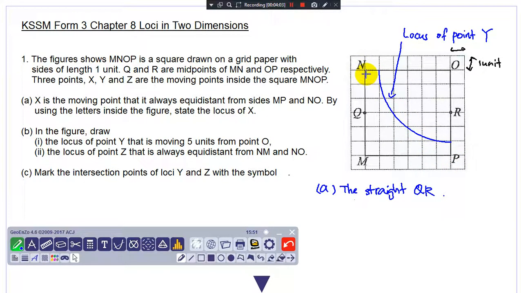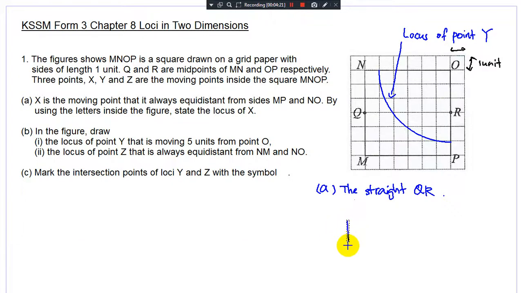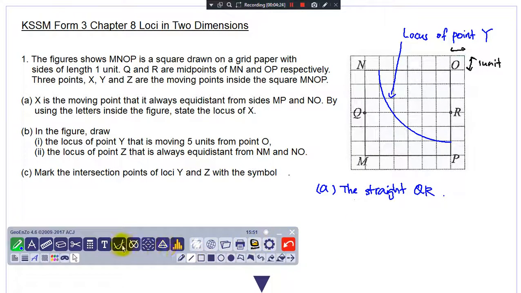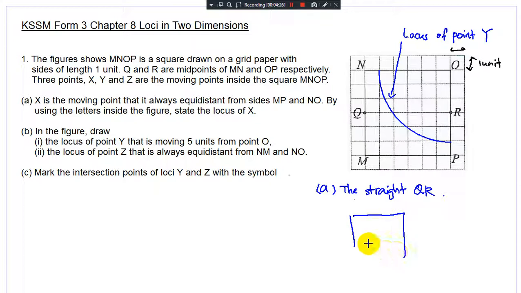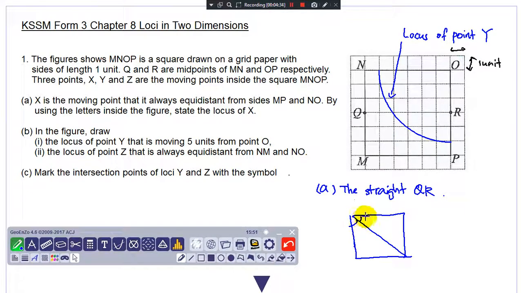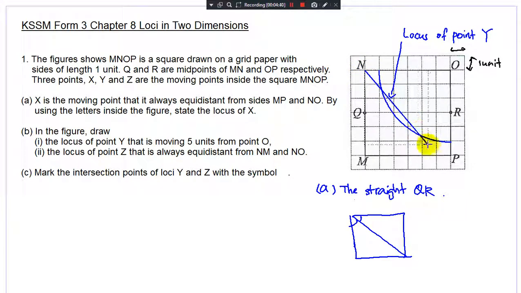Here you can use the compasses. If you don't want to use the compasses, also no problem. Why? Because this is a square, right? So when you connect this point, this diagonal will definitely bisect this angle O and M into 2 equal halves. The diagonal. So remember, if you have a square like this, this diagonal will actually bisect this angle. This will be 2 equal sizes. For this one, you can just use a ruler, connect these two together.